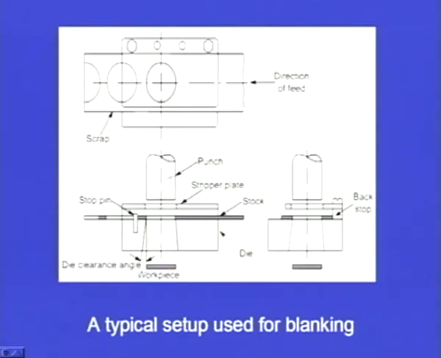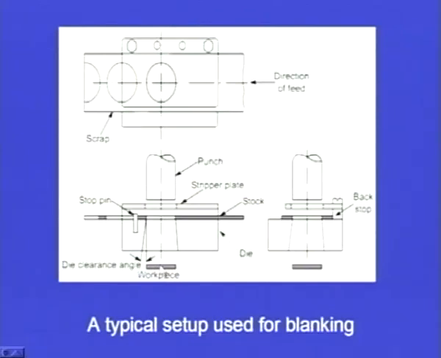Here we can see this is the punch that is coming. So, the stock is coming from here, the punch will go down. It will be given a motion in this direction, if we can call it a Z direction. So, the punch will move in the Z direction. It will come down and this will shear off the metal piece from here. So, this is the workpiece that we are getting. If it would have been a punching operation, we would have used the remaining portion here, but as this is a blanking operation, we are using this workpiece.